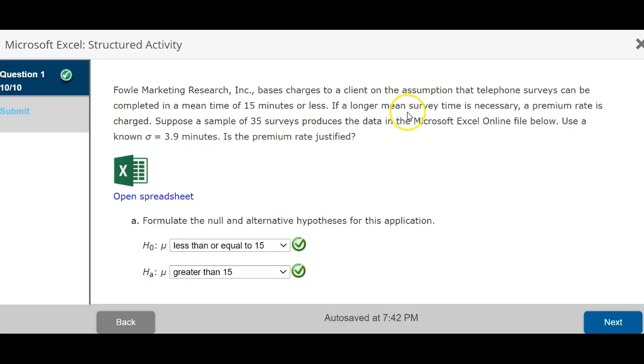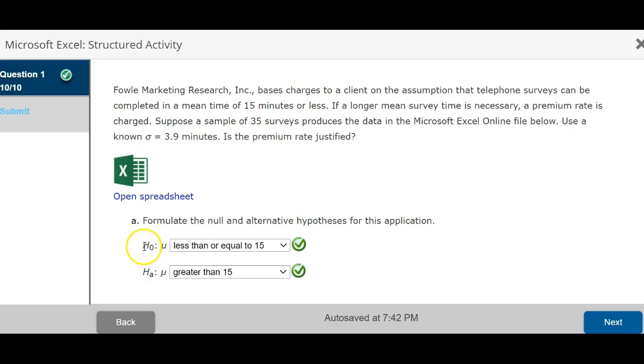If the mean survey time is longer than that, then a premium rate is charged. And they suppose that the sample of 35 surveys produces some data that they're giving us in the spreadsheet. And they also tell us that the population standard deviation, sigma, is 3.9 minutes. And this is key.